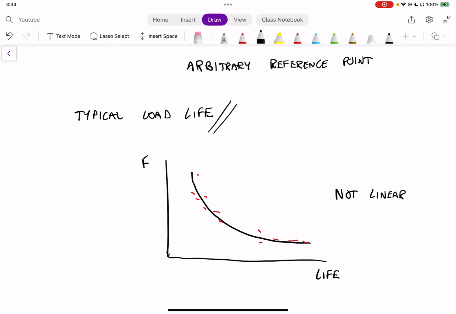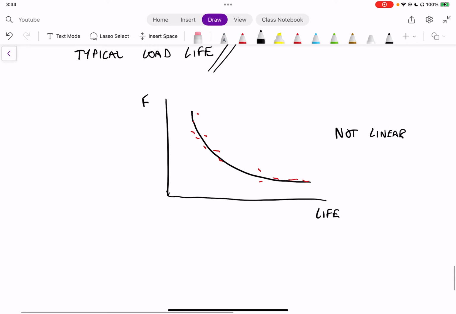And clearly, if we try to analyze this, it means that the more force we put on the bearing, so force goes up, means that life goes down, and that makes sense. Okay, the life should be shorter if the force is higher.